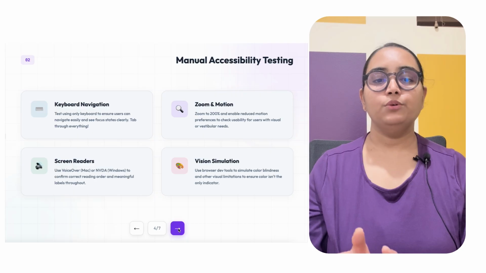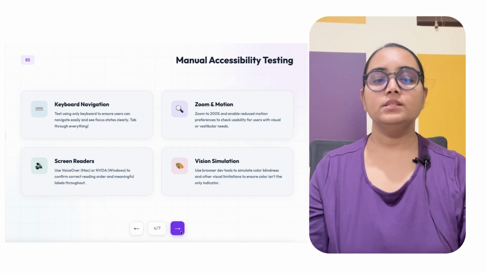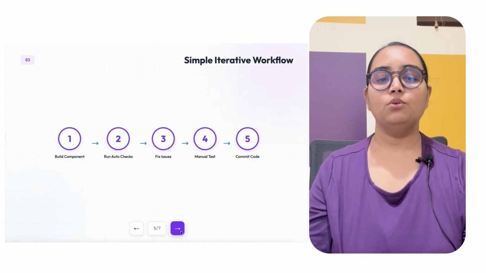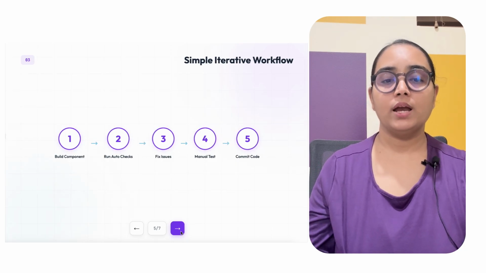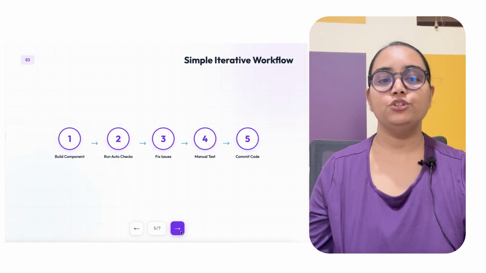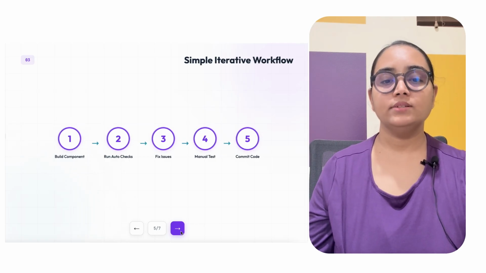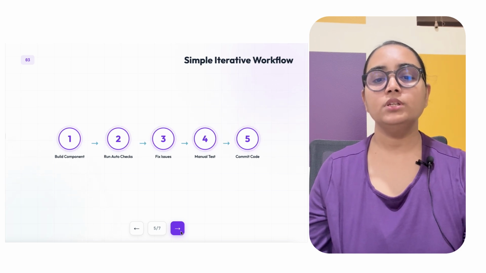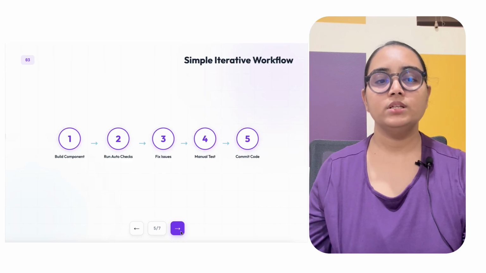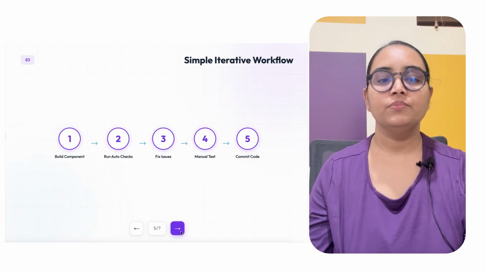Simple iterative workflow. Follow this repeatable flow while coding. Build a component, run automated accessibility checks, fix the issues, test with a keyboard and screen readers, commit the code. For reusable components, test them in isolation using tools like component libraries or story-based previews.